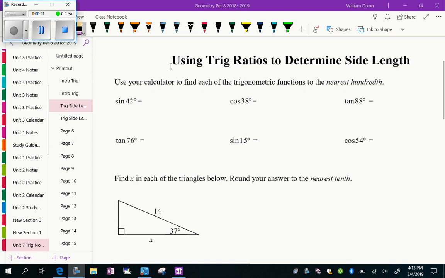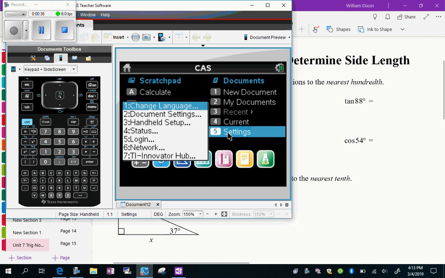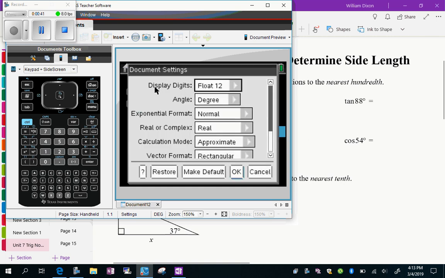So what I need you to do right now is get out your calculator, and I'm going to do the same. Before we start, we want to make sure we're in the correct settings, and that's important, or else you get some really weird answers. So let's go to settings, then document settings, and your screen should look like mine.